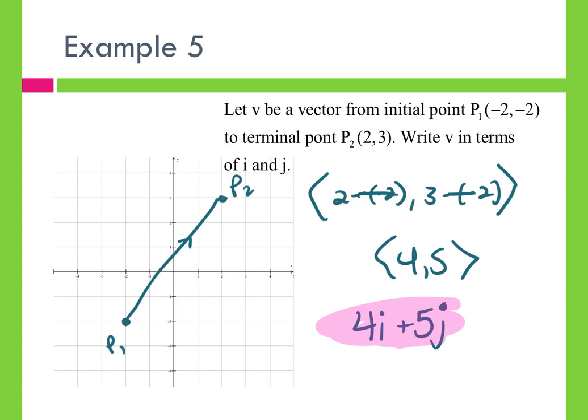So you find the component form. 2 minus a -2 becomes 4. 3 minus a -2 becomes 5. And then you want to rewrite that as 4I plus 5J. Raise your hand if you got it right. Okay, questions?